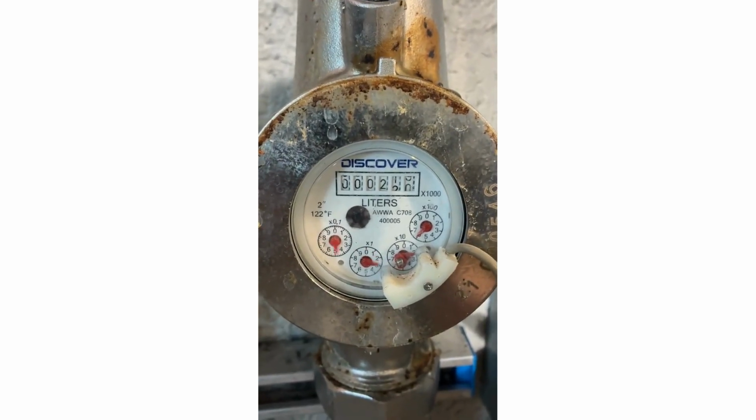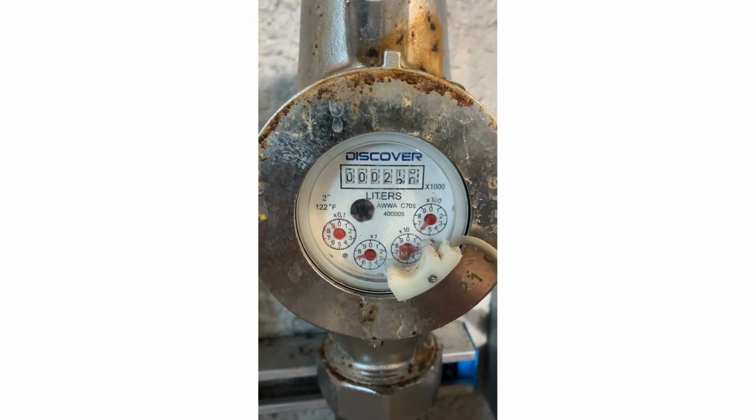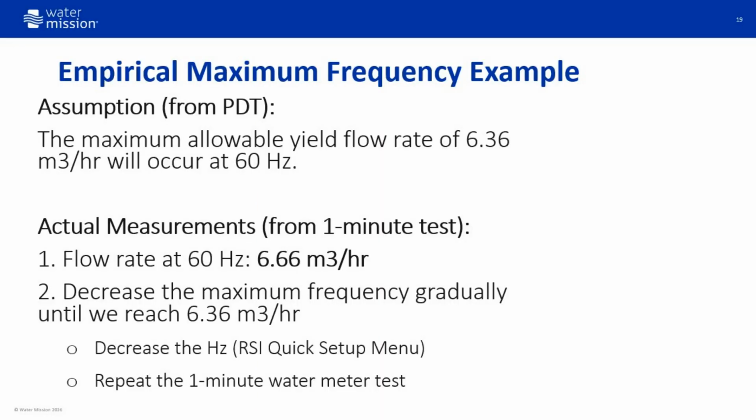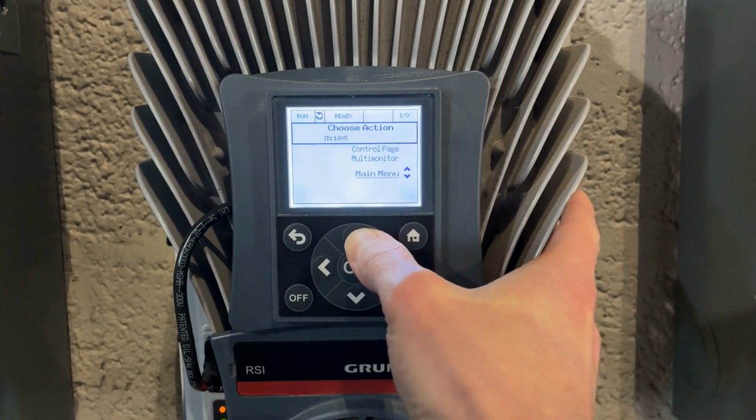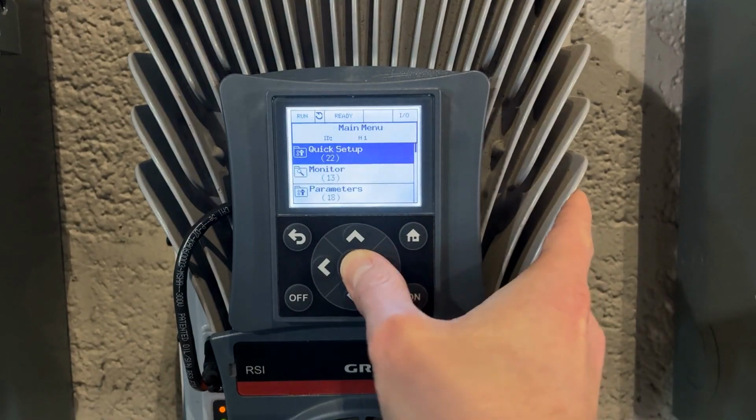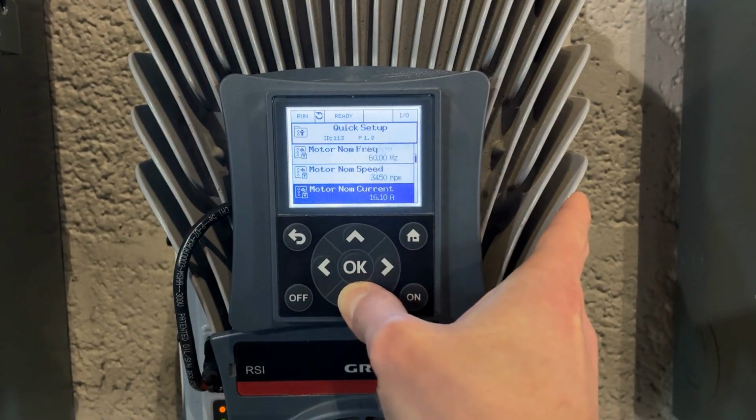You may notice that your water meter is spinning faster than before since the flow rate is faster at a higher frequency. At 60 Hz, we are seeing 6.66 meters cubed per hour when our maximum allowable yield is only 6.36 meters cubed per hour. Gradually decrease the frequency and repeat the 1 minute water meter test at each interval until the allowable yield is reached. To decrease the frequency, press Home, Main Menu, Quick Setup, and again scroll down and select Max Freq Reference.